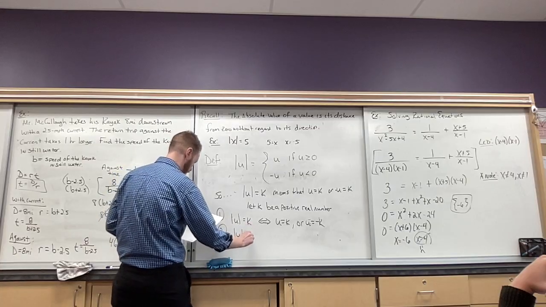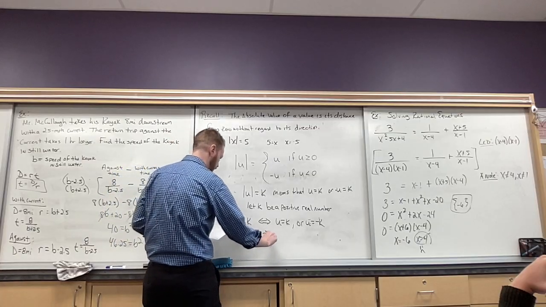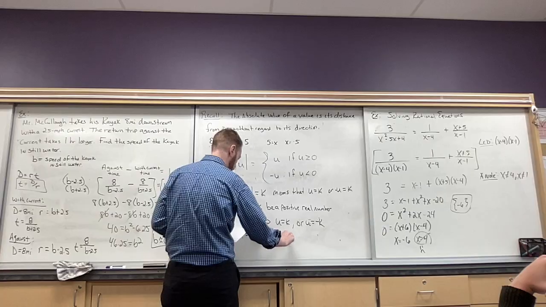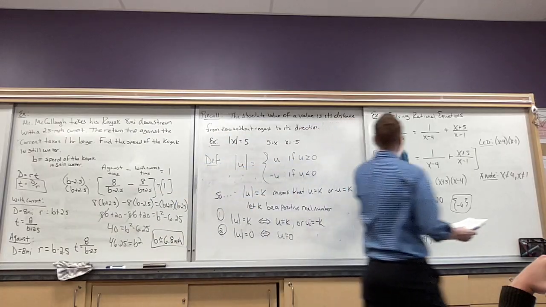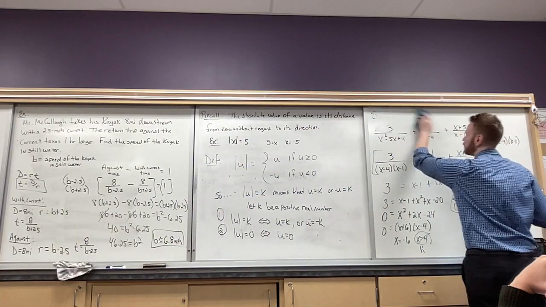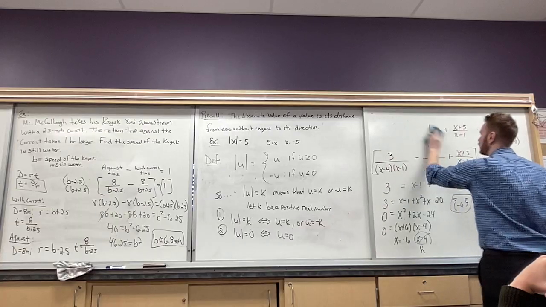Second property, I'll move out of the way here. Absolute value of u is equivalent, okay, to u equals 0. That one seems obvious. You don't have two cases for that. It has to be 0.